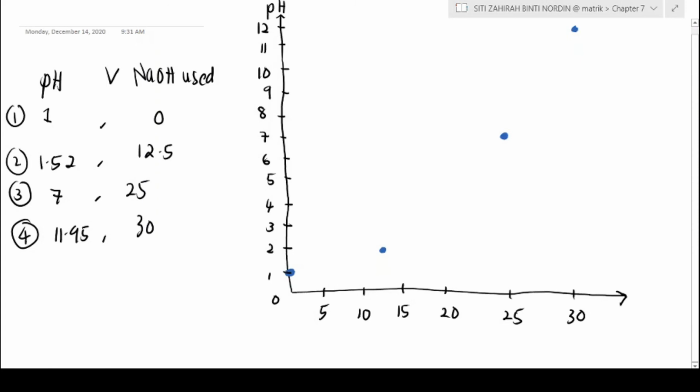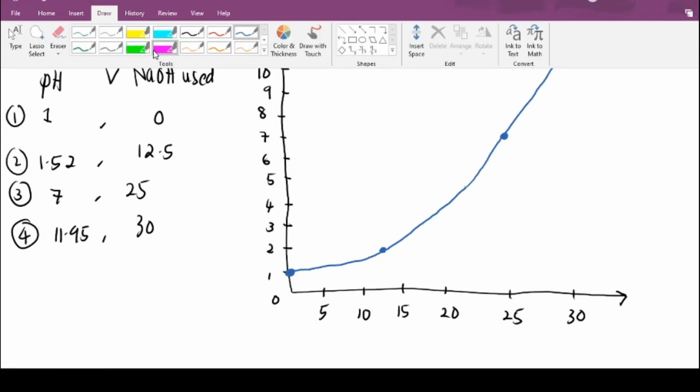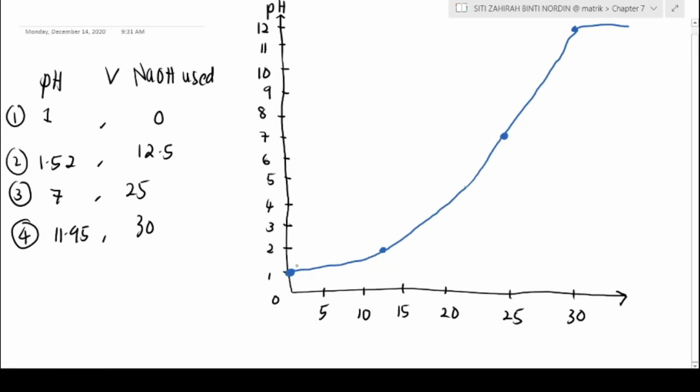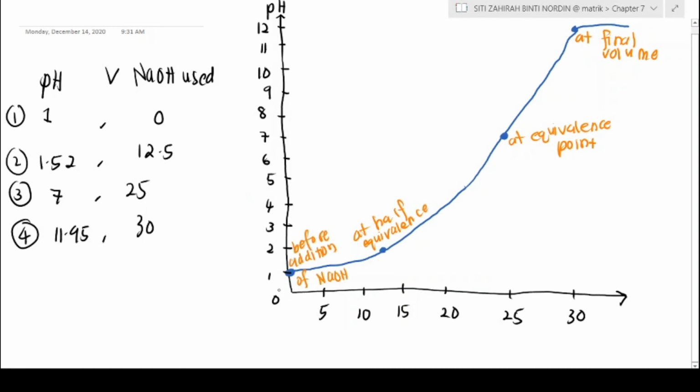So now connect all your dots. And one more thing, class, please label all your points. So this one is at half equivalent. This one is at equivalent point. And this one at final volume. And the first point is before addition of sodium hydroxide. So this is how your titration curve is going to be. So it goes upwards because we've got a strong acid in our conical flask.